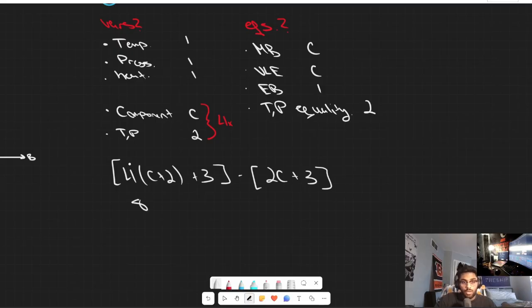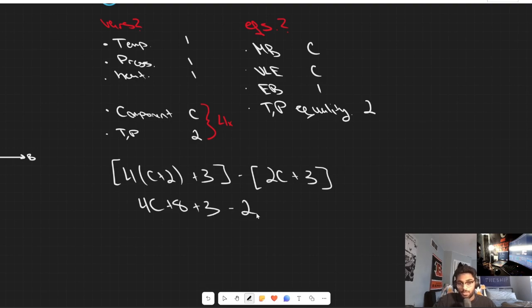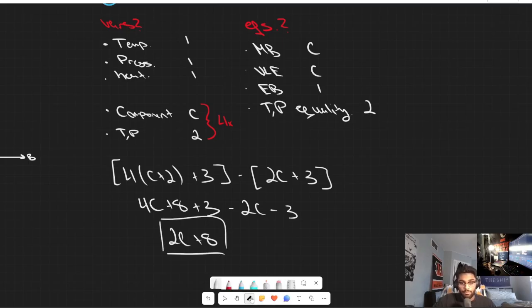So this will simplify to 8C plus 8 plus 8, or 4C plus 8, not 8C plus 8. Do my algebra right. 4C plus 8 plus 3 minus 2C minus 3. We have a 3 and 3 here that are going to cancel, so this remains 8. And then we have a 4C minus a 2C. So this will end up being 2C plus 8. So this is your degrees of freedom.